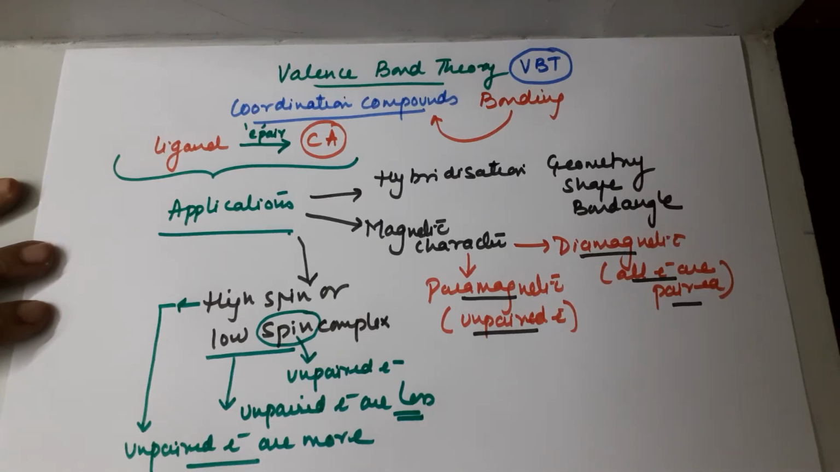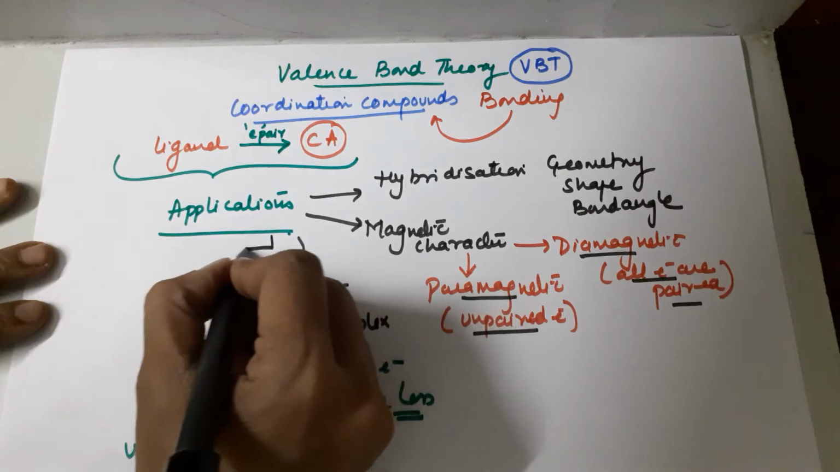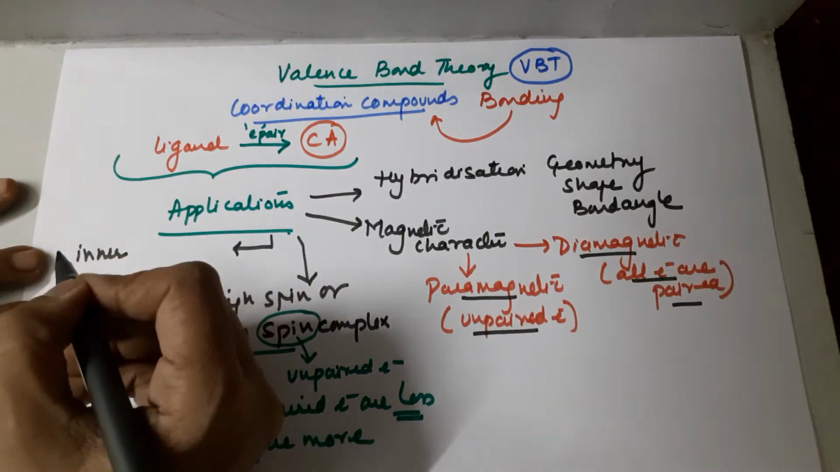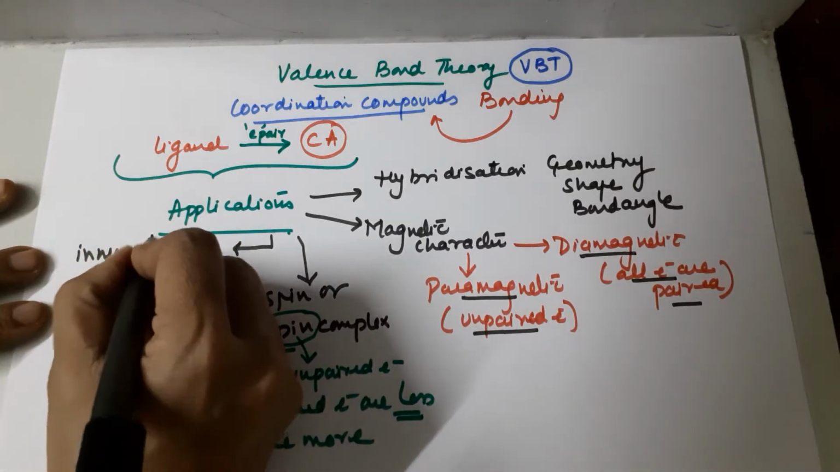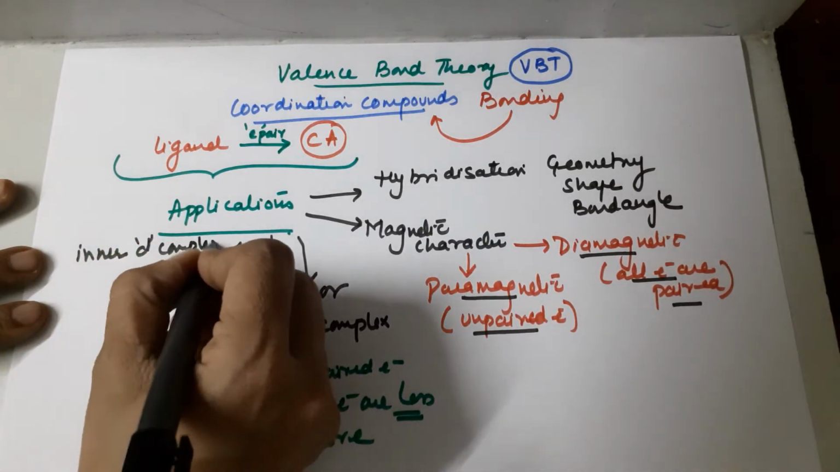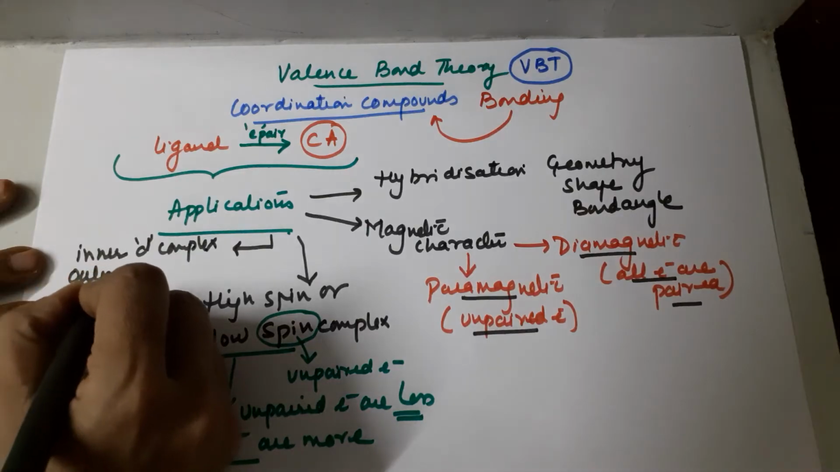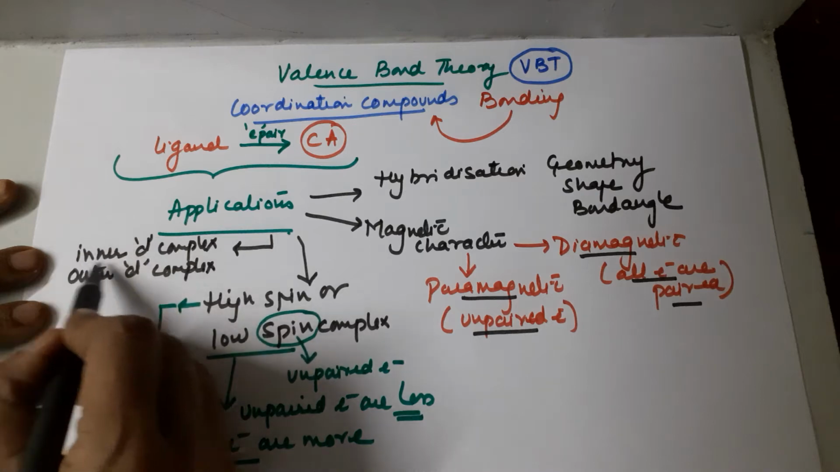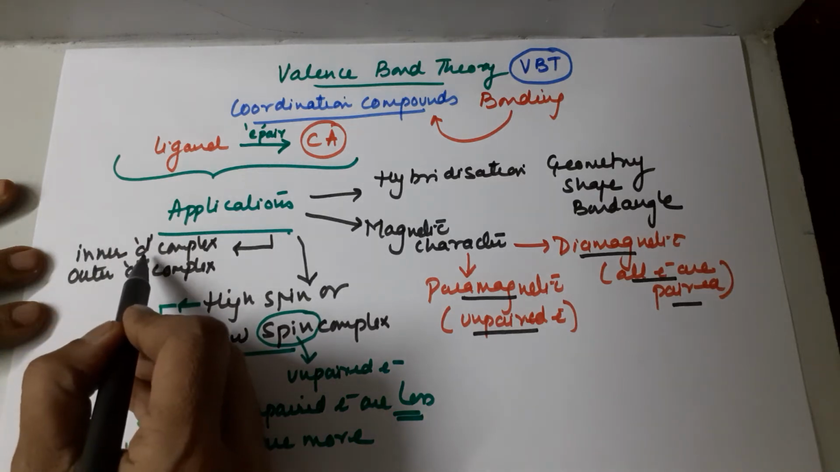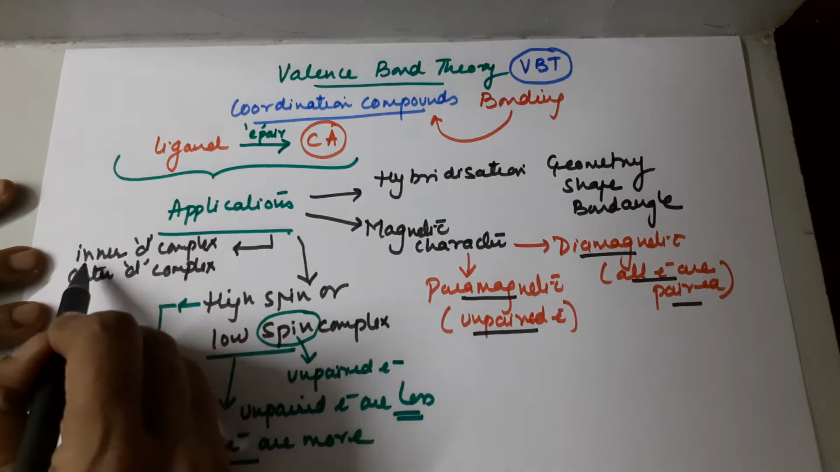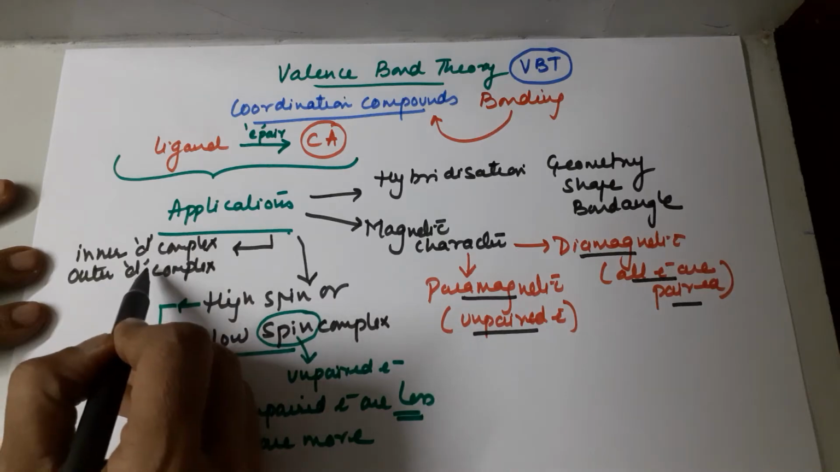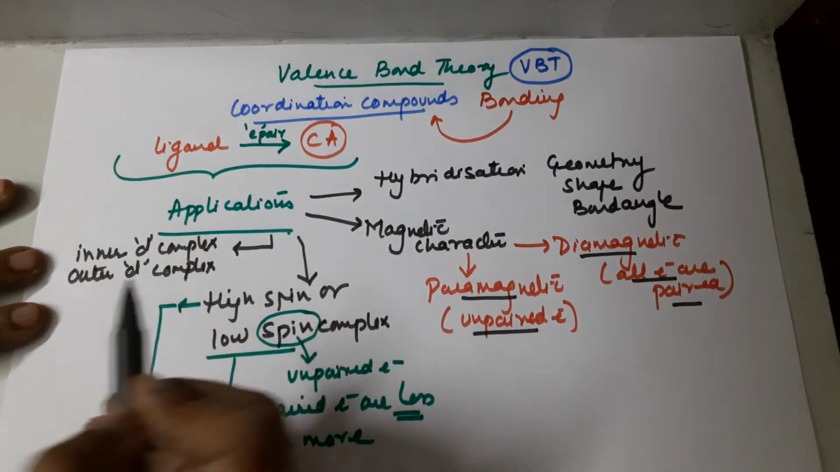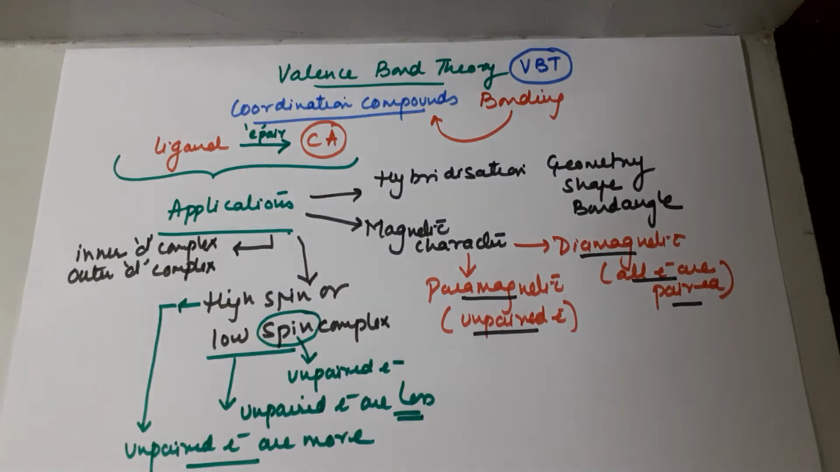Moving to the last application, it tells you whether your complex is an inner d complex or an outer d complex. What do we mean by this? If you have used the inner shell d orbitals, then it is said to be an inner d complex. If the coordinate bonds are formed by the d orbitals of the outer shell, then it is called an outer d complex. Fine. Now we'll go to the steps.